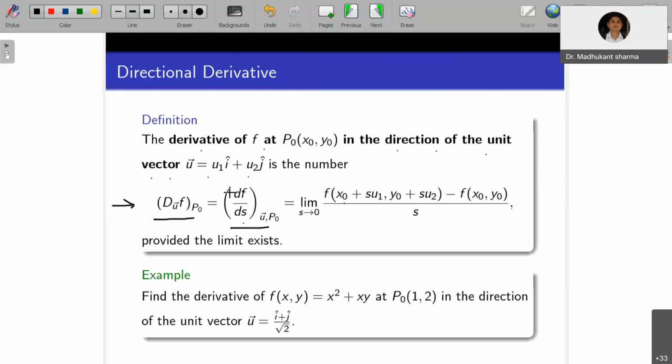So it is going to give you a number, provided the limit exists. If the limit exists, then this defines the directional derivative.